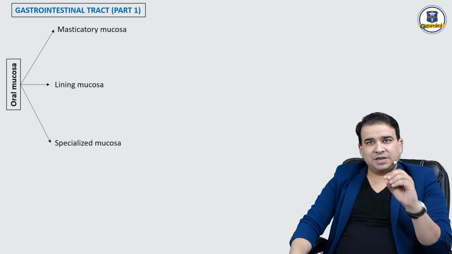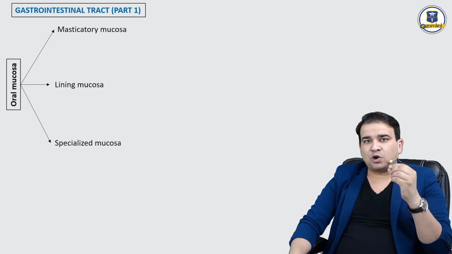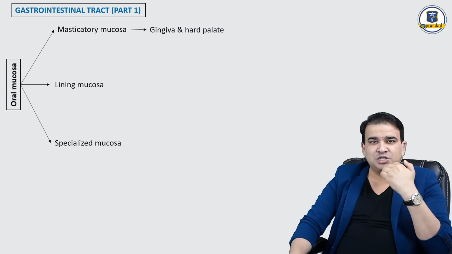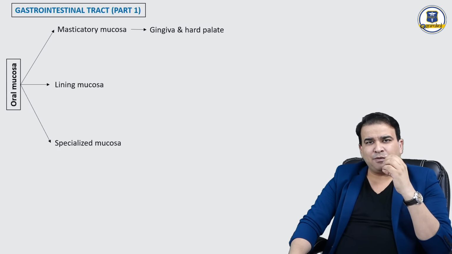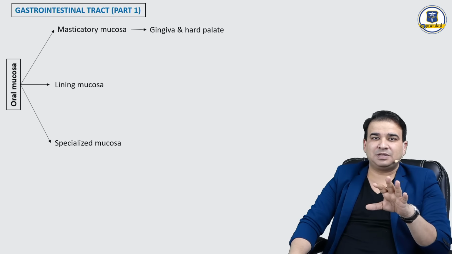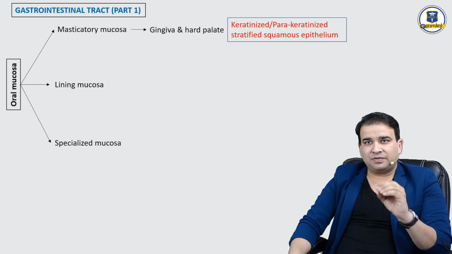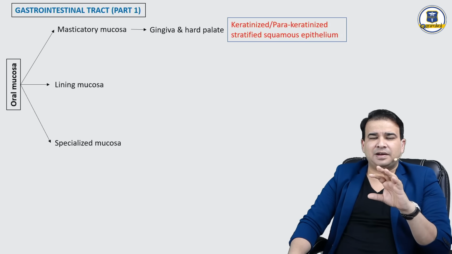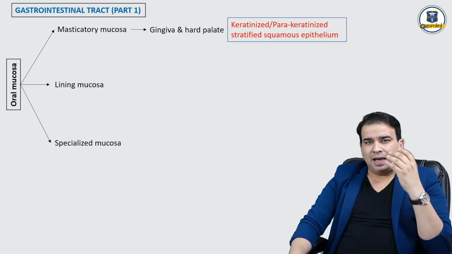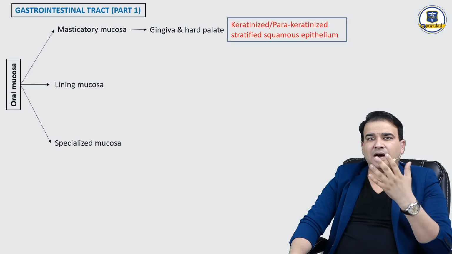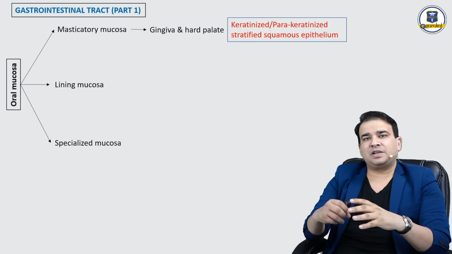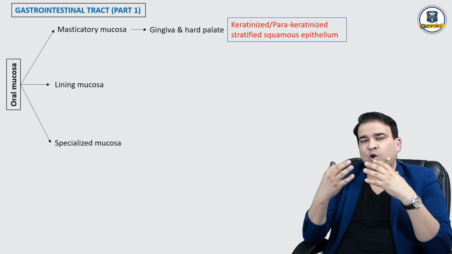When you say masticatory mucosa, we are talking about the mucosa of the gingiva and also of the hard palate. The type of epithelium present over there is stratified squamous keratinized epithelium. It is keratinized or parakeratinized type of epithelium. Now, please understand one thing. Anything in the oral cavity, be it gingiva, hard or soft palate, the tongue, tonsil, whatever it is, the epithelium has to be stratified squamous, because this area is subjected to a lot of friction.